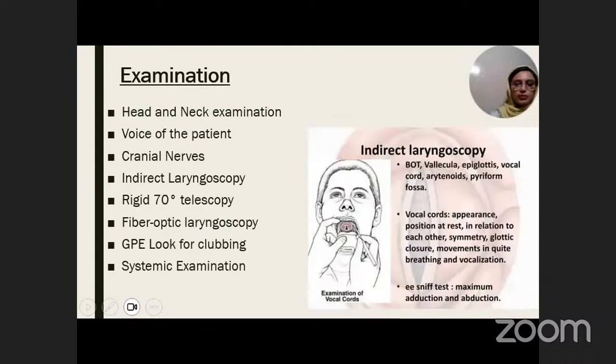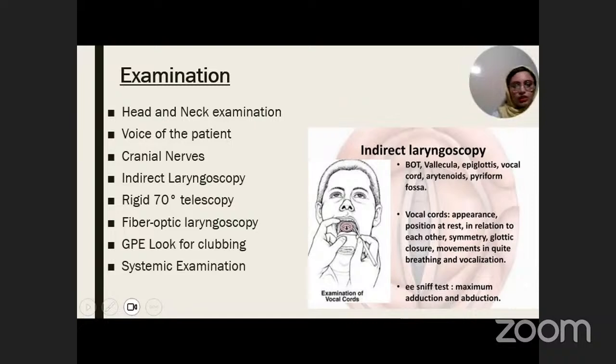Next, examination. Examination should include inspection of the neck to see the laryngeal framework or any swelling or scar mark, and palpation of the neck for lymphadenopathy or any thyroid enlargement. Check laryngeal crepitus. Assess the voice of the patient, its quality, loudness, and pitch. Cranial examination should also be done to rule out any intracranial lesion.